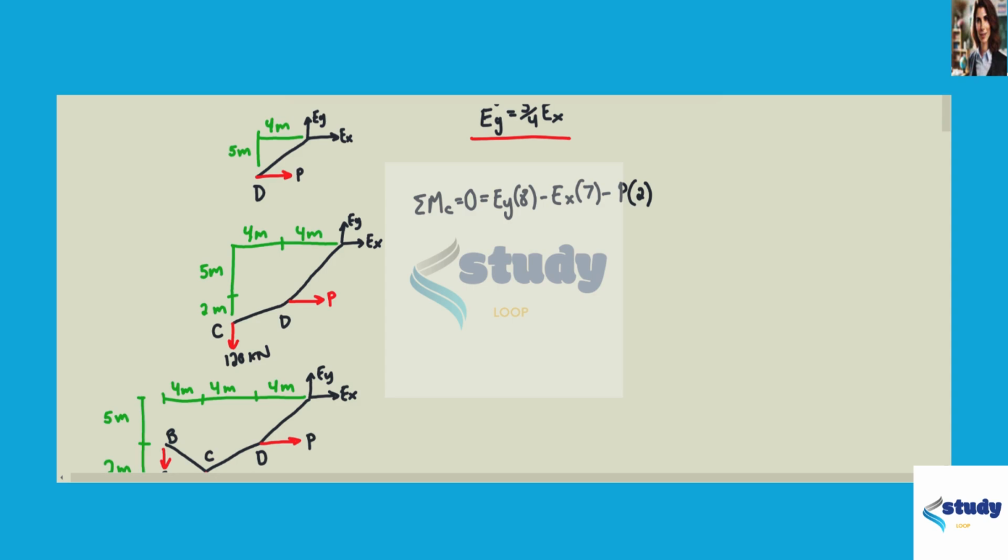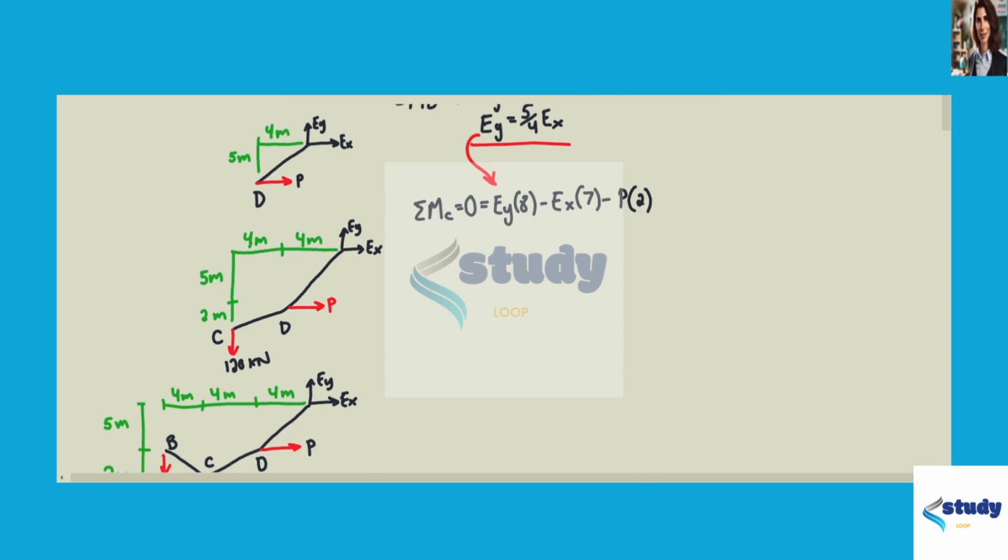Next, we're going to plug in this EY equation here and simplify. So this will equal 5 over 4 EX times 8 minus 7 EX. We're going to move that 2P to the other side. Now we simplify and solve for EX. EX equals 2 over 3 P. We're going to use this equation later on.